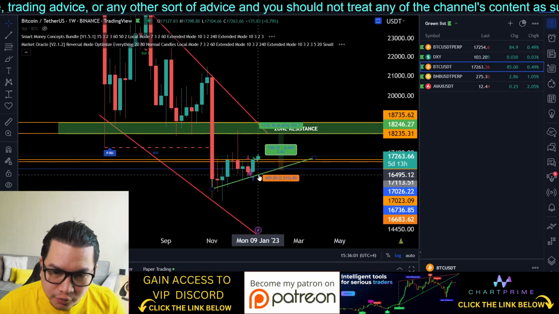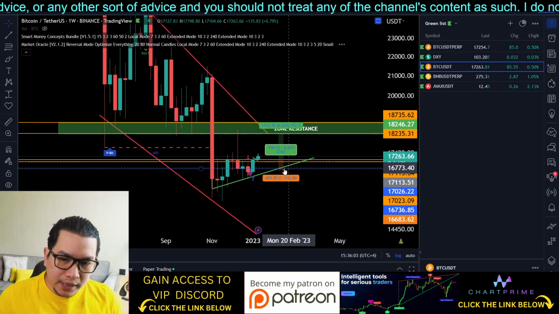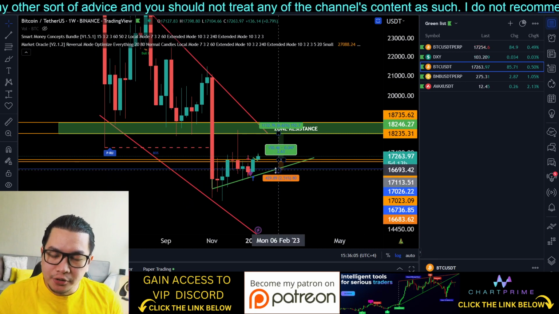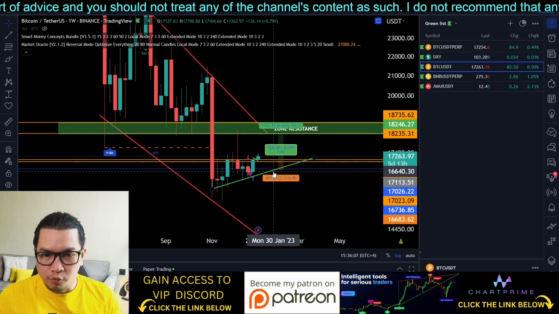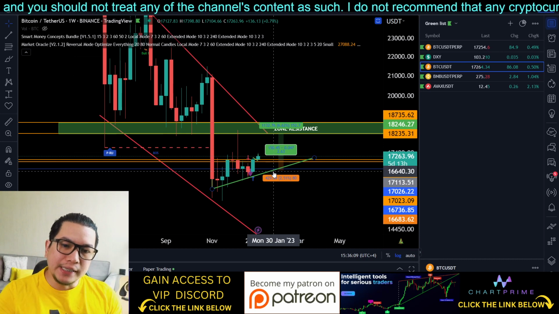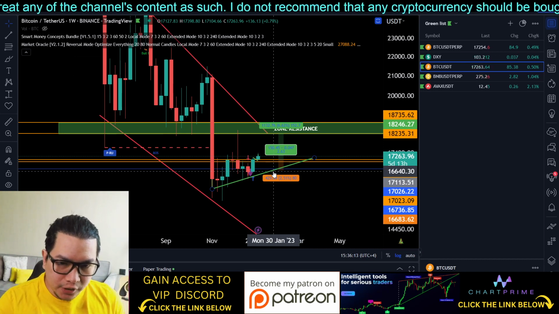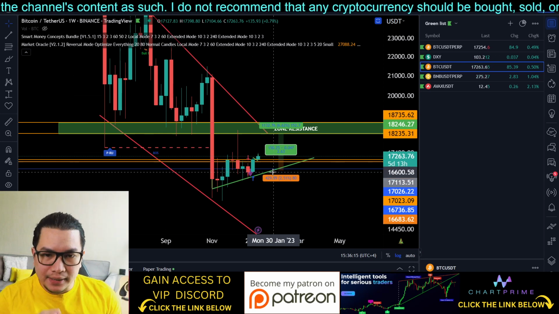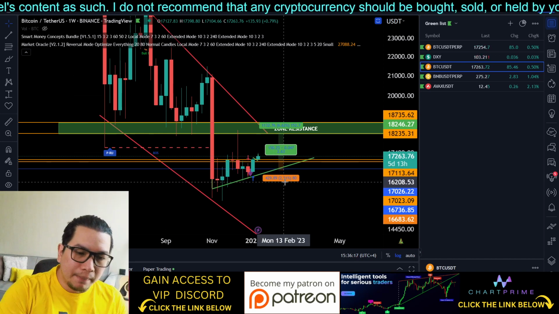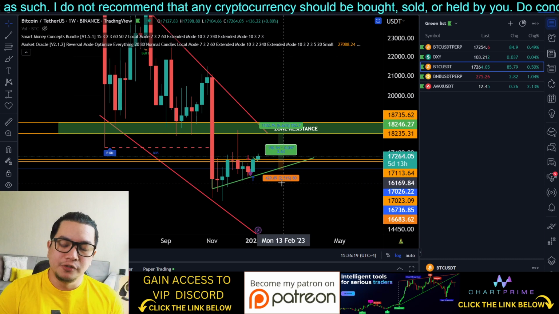We also have this support trend line. To me, this will act as major support for Bitcoin. Once we see a daily or weekly candle closing below this trend line, then it is likely that Bitcoin will drop even further to the downside.